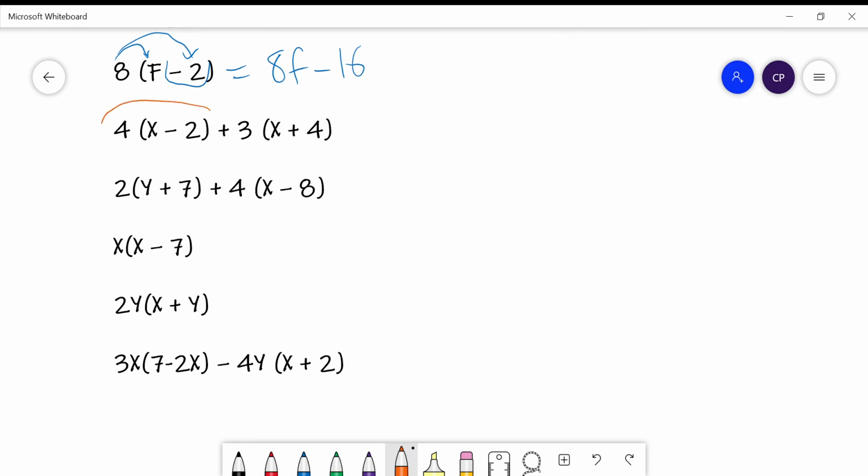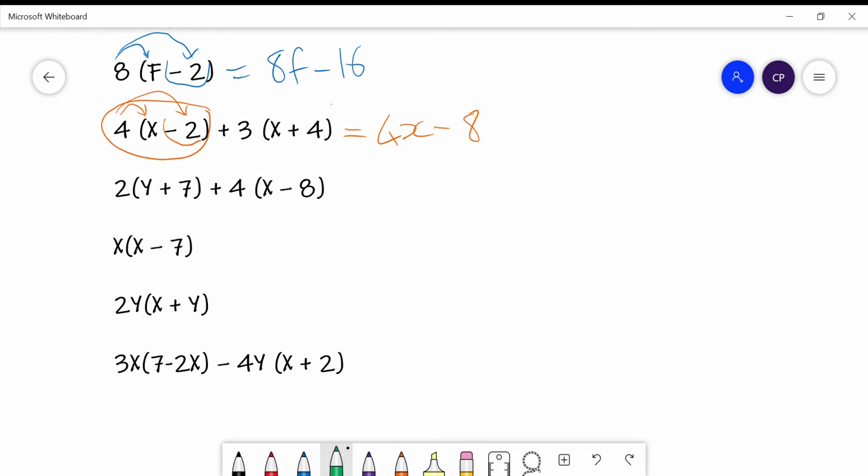I'm going to do this part first, and then I'm going to do the next part afterwards. So, same as what we've just done. Make sure we multiply everything inside the bracket by what's outside the bracket. So 4 lots of x is 4x. 4 lots of negative 2, positive times negative, is negative 8.